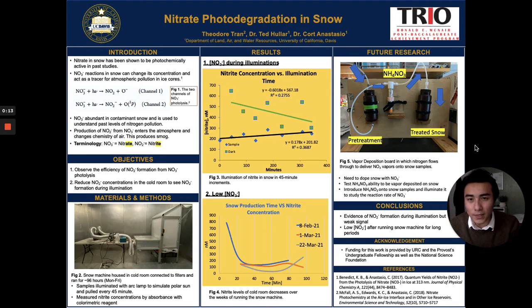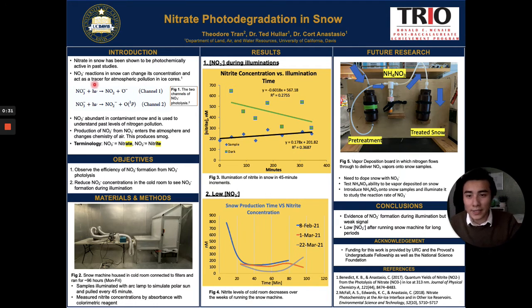My research was on nitrate photodegradation in snow. Before I started working in this lab, I had no idea that snow could be so photochemically active. One such chemical that's in this medium is nitrate, and it can change its concentration and act as a tracer for atmospheric pollution in ice cores.